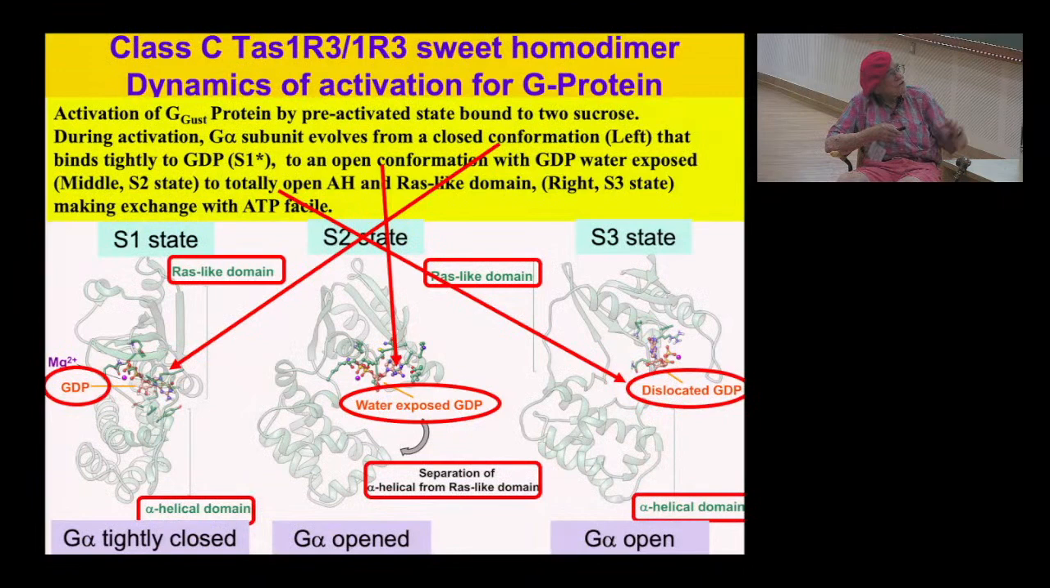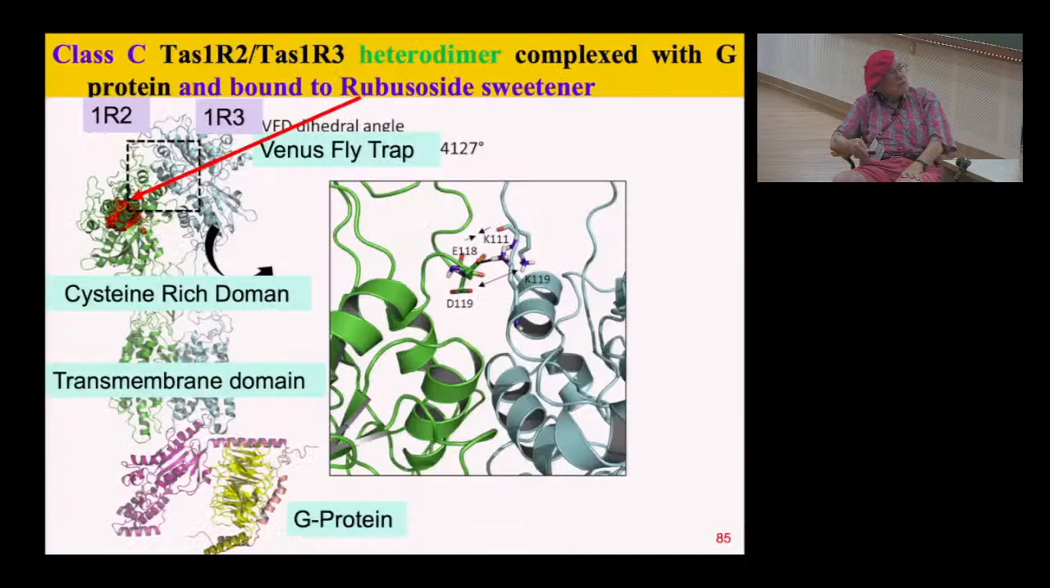And this is just looking at what's happening in these states in terms of how the GDP is interacting with the RAS and helical domains. You open it up, there's some water exposed, and finally you get the whole thing open. And this is where the twisting occurs.